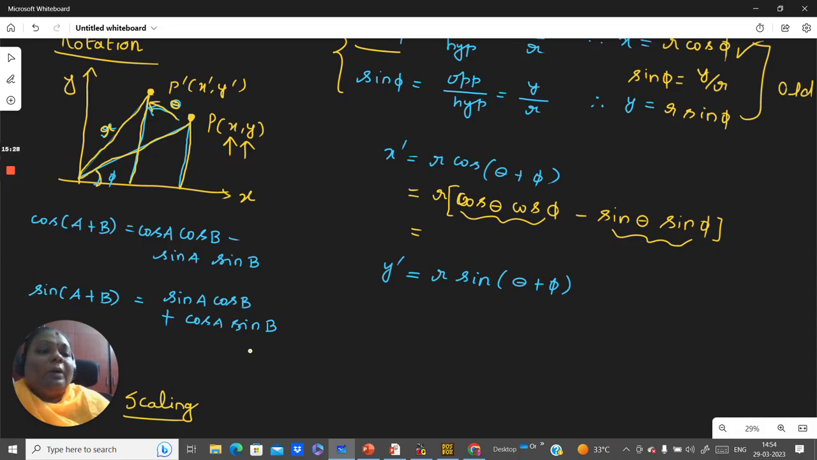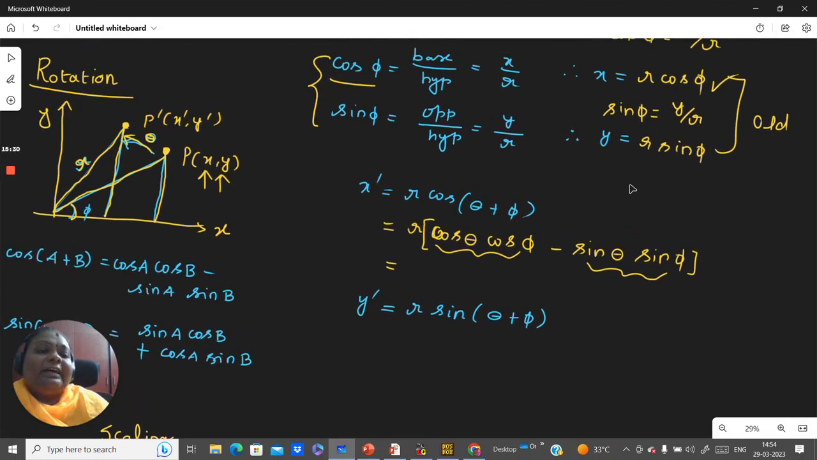So what is r cos phi? r cos phi is actually x. Already we derived it. Okay, x is equal to r into cos phi, which is the old value of x. So r into cos phi is becoming x. So this will become x into cos theta minus r into sin phi will become y. So this will become y into sin theta. So this is the new value of x dash.